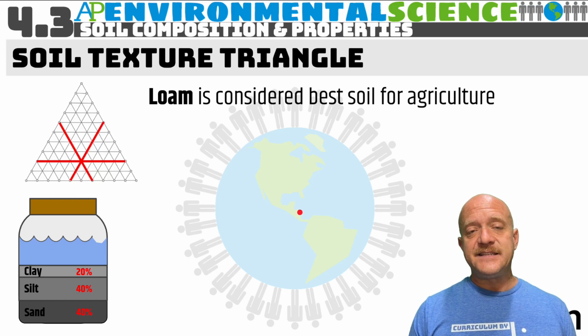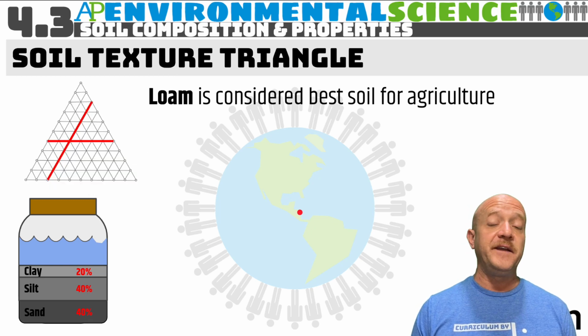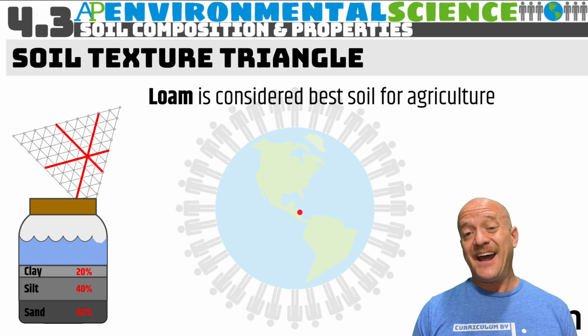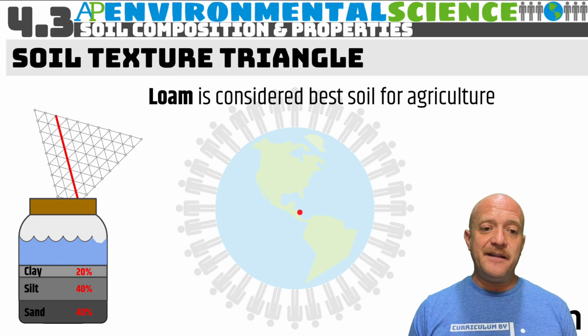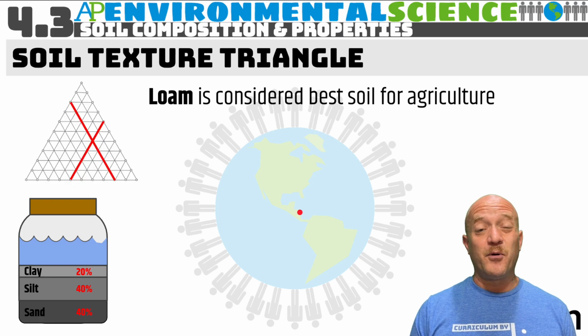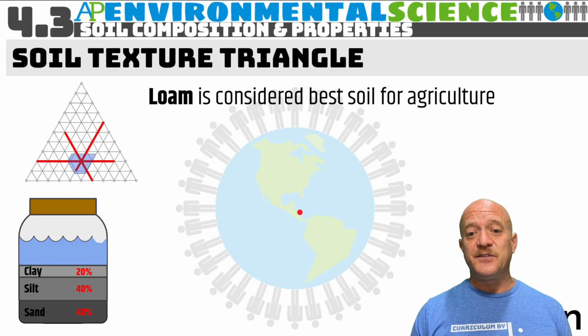So loam is the absolute best soil for agriculture. It has just enough water holding capacity, just enough cation exchange capacity, a great amount of drainage, and the amount of pore space is adequate as well. So this is the best soil for agriculture.